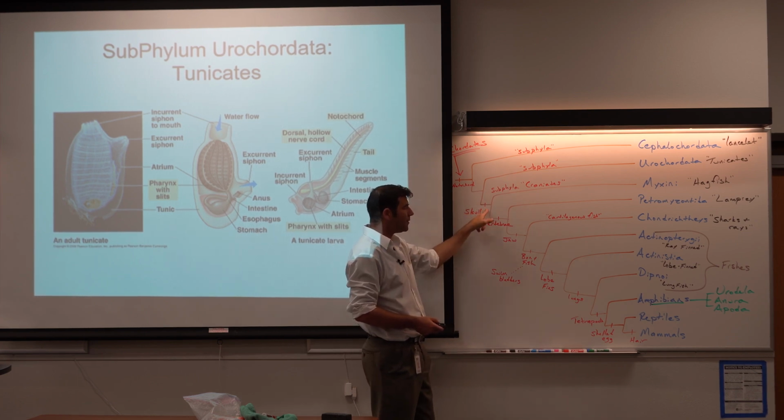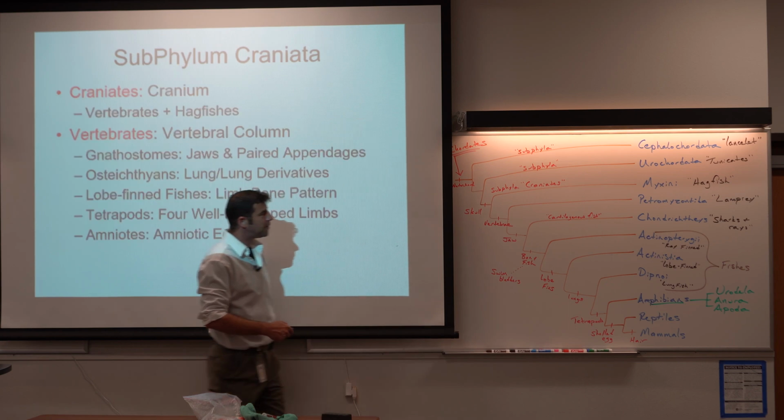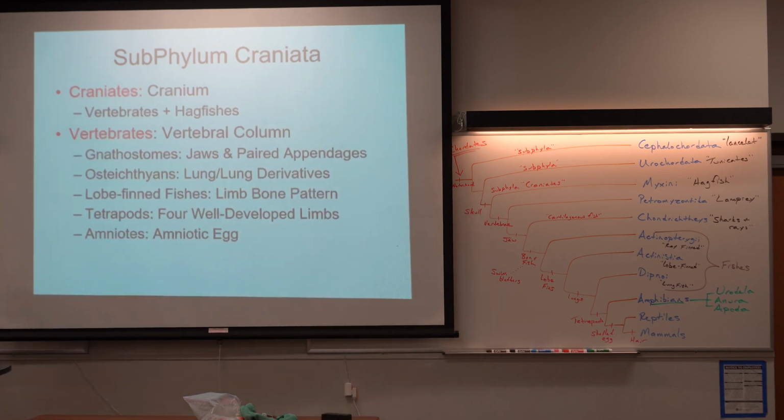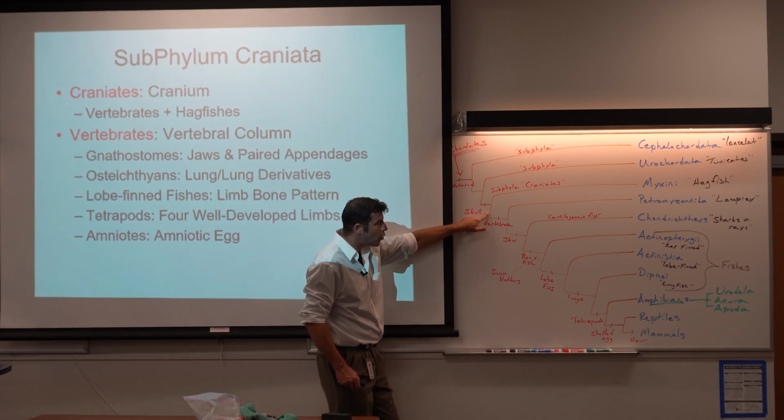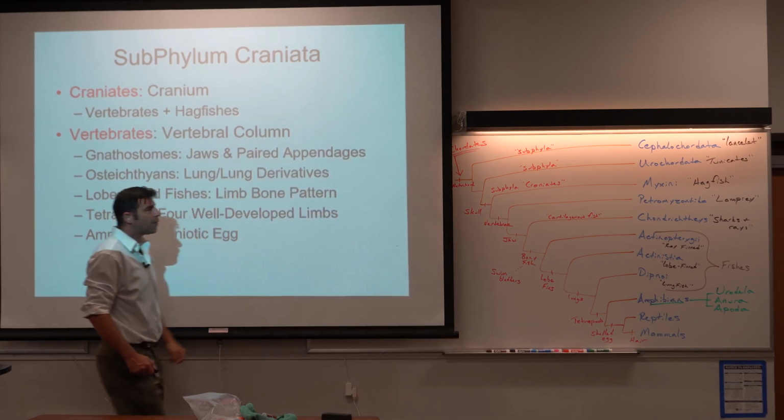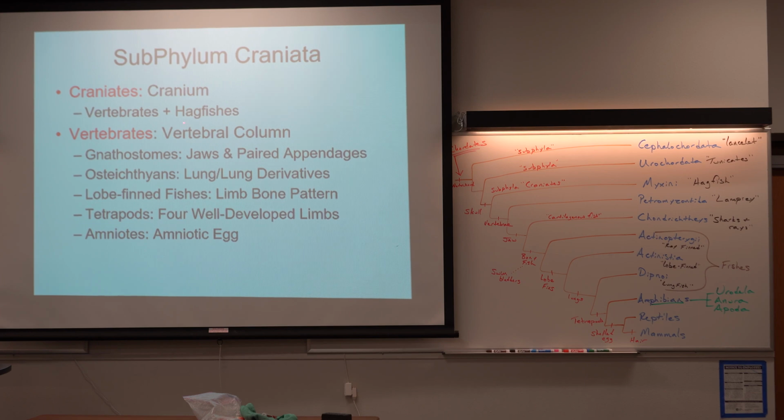And then as we zoom in even further, this third subphyla is of the Craniates. So that third branch there is going to include all of these chordates that have a skull. Our first example of a chordate that has a skull are the hagfishes. So the clade of Craniates is going to include hagfish as well as all of the vertebrates.